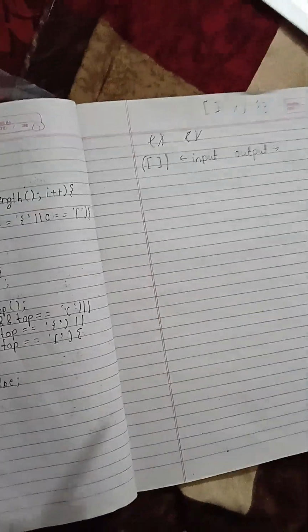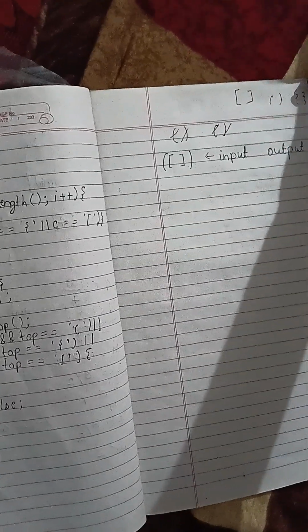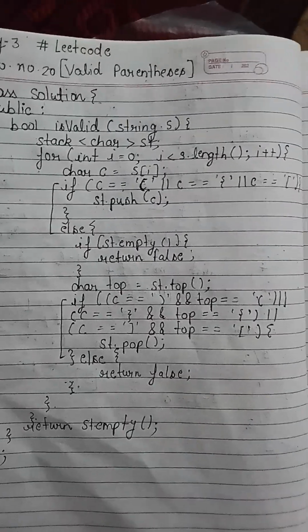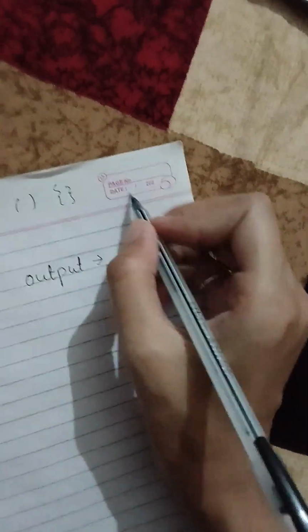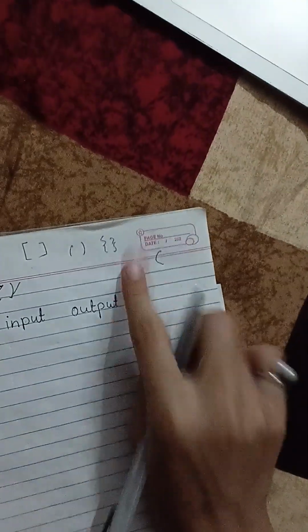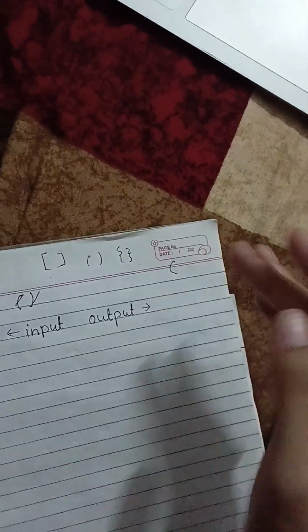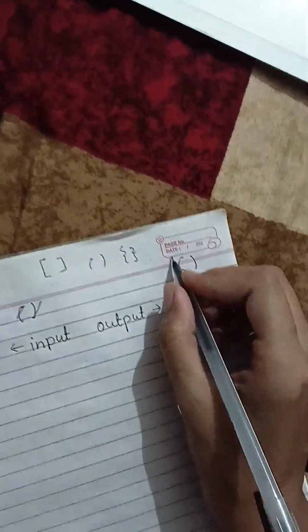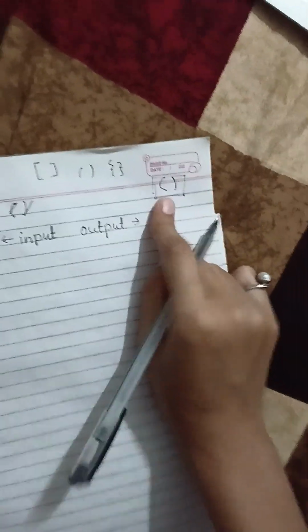curly brackets. You can see the problem on Leetcode also, but here I am not writing the whole problem statement, just explaining the concept: we have to find whether the parentheses are valid or not. Means if there is any single parenthesis like this one, it should have its closer one like this one. If there are both, a pair of that parenthesis, it will be valid.